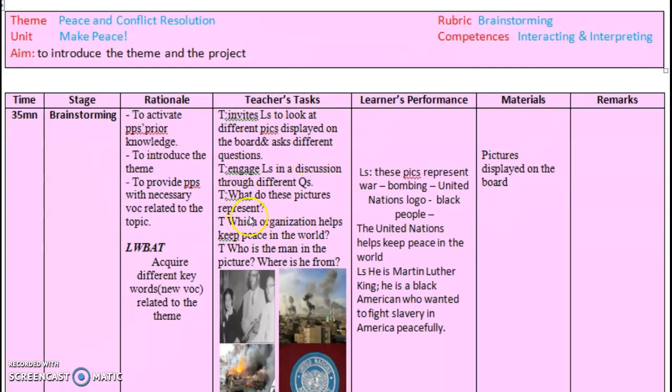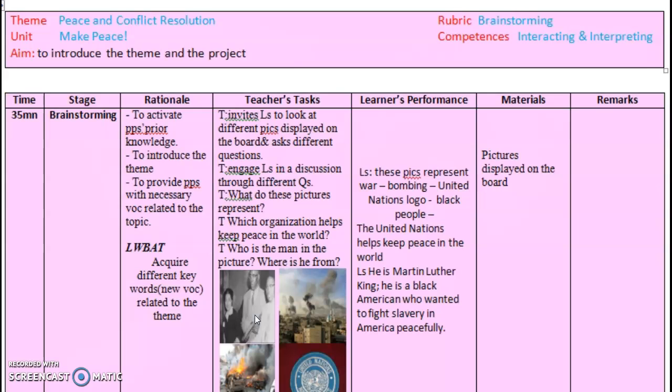In this lesson the material that we need is pictures, which could be displayed on the board or through a video. It depends on your planning and the material that you have prepared. Personally, I have prepared some pictures related to the theme, which is peace. The pictures here are small. I don't know if you could see them.